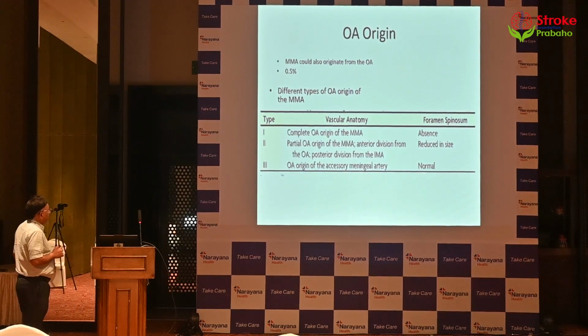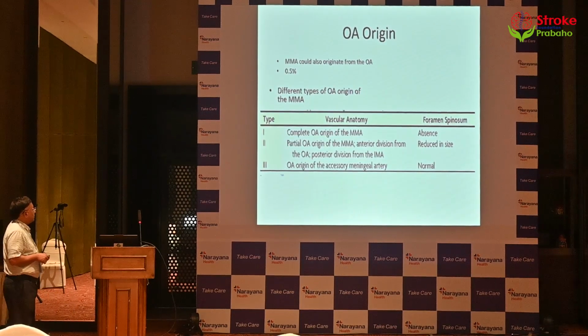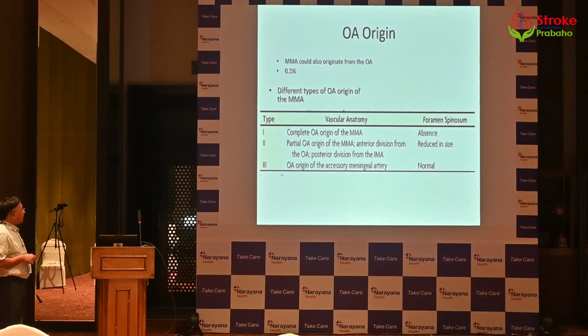This was shown by Dr. Deep yesterday. So the middle meningeal artery has various variations. The middle meningeal artery can arise from the ophthalmic artery in 0.5% of cases. These are the different types of origin of the middle meningeal artery.